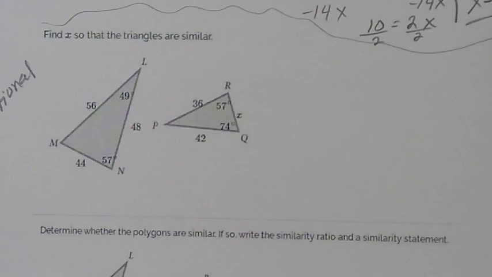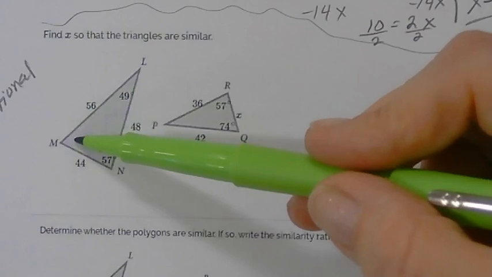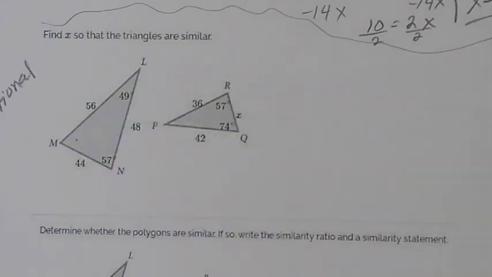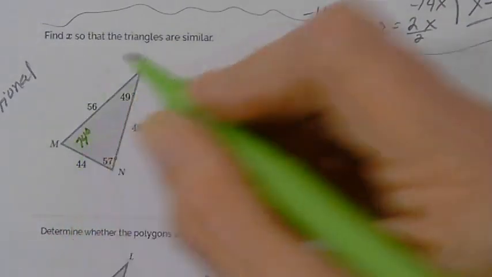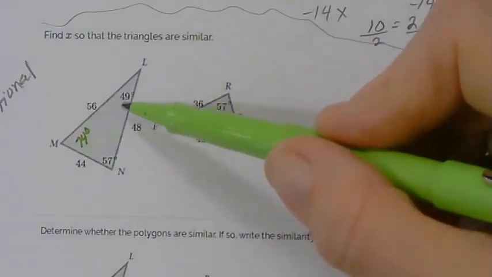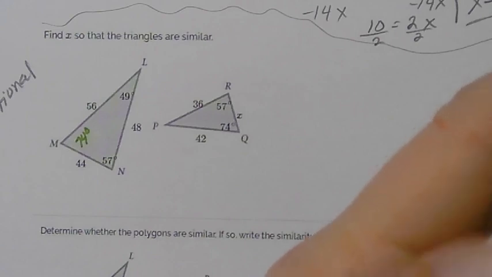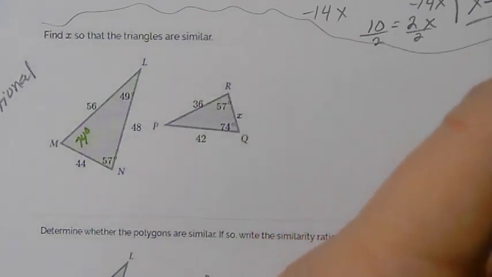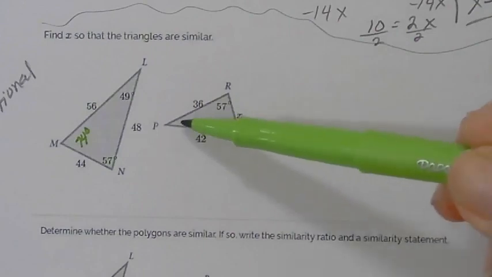So, look at the angles. Can we figure out what this angle is over here? All of these need to add up to 180, right? So if we add these two together and subtract it from 180, so if we do 49 plus 57, and then subtract that from 180, we do get the 74. Now over here, what do we get for this angle?